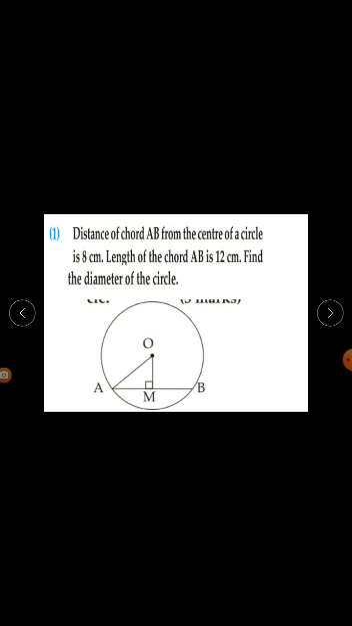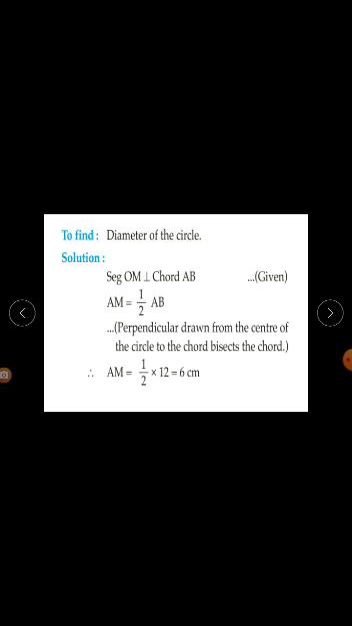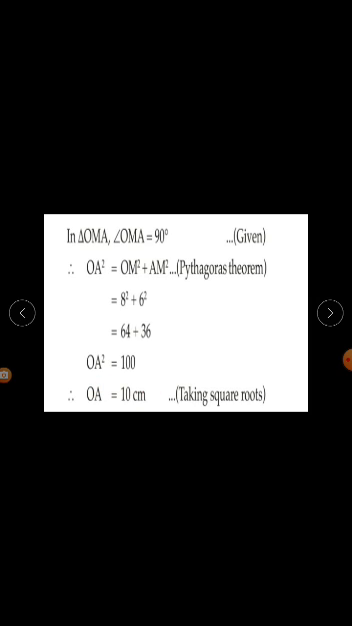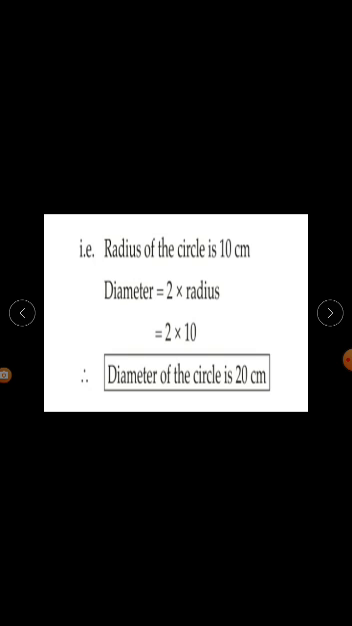But what is OA? OA is your radius, and radius is 10 centimeter. You have to find out diameter. Diameter is 2 times radius, so diameter equal to 2 into 10. Therefore, diameter of the circle is 20 centimeter.